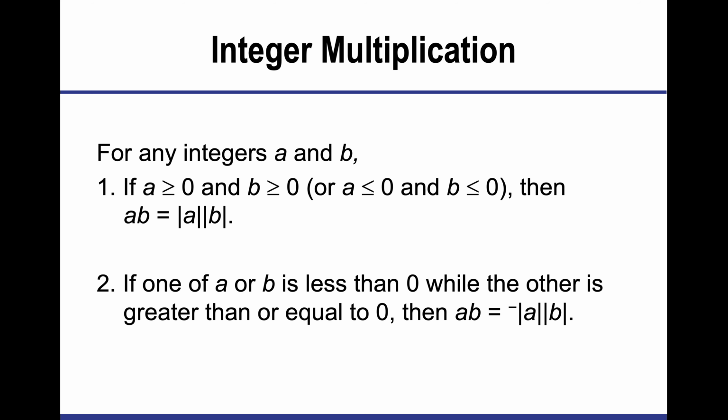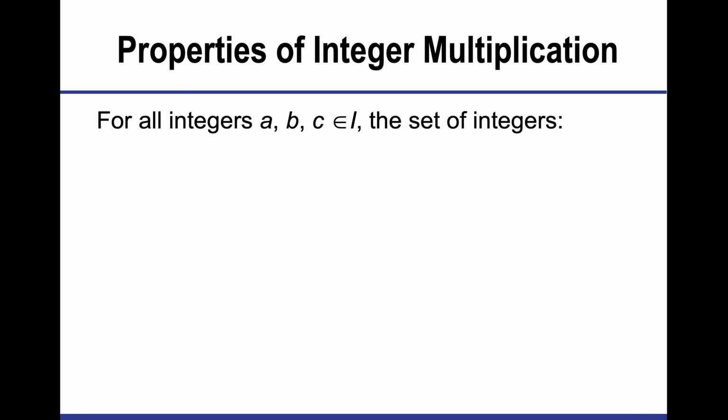So we have a couple of theorems here. If A is greater than or equal to 0 and B is greater than or equal to 0, then the product is going to be positive. So basically, if A is positive and B is positive, then their product is positive. If A or B is less than 0, which means it's negative, and you multiply them together, then the answer will be negative. So if you have a negative times a positive, the answer is negative.